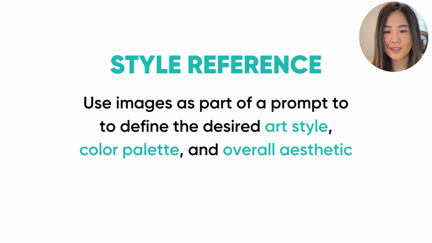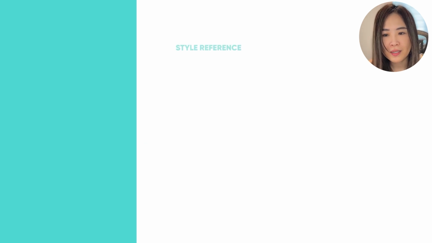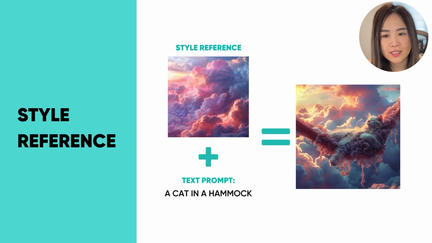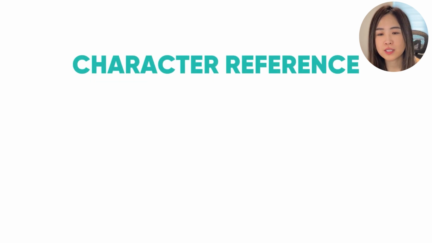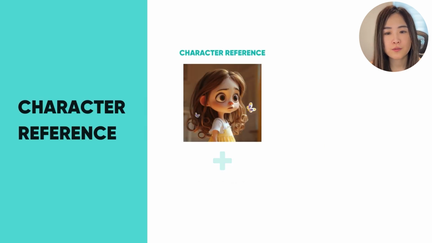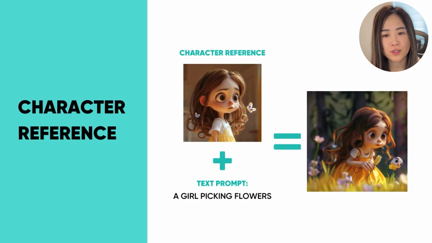The style reference feature allows you to use one or more images to define a desired art style, color palette, and overall aesthetic. Midjourney generates images that match the artistic style of your references while following your text prompt for content. Character reference uses a reference image of a character to generate new images with that character in different poses and situations. It preserves their facial features, hairstyles, clothing, and other defining character traits.